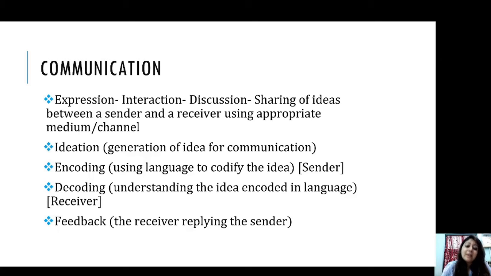So, the first thing in a communication process is the generation of an idea for communication, and this is usually done by the sender. The sender generates an idea for communication. The process is known as ideation. Now, this idea is used in a language, or rather language is used to codify that idea. So this process is known as encoding.